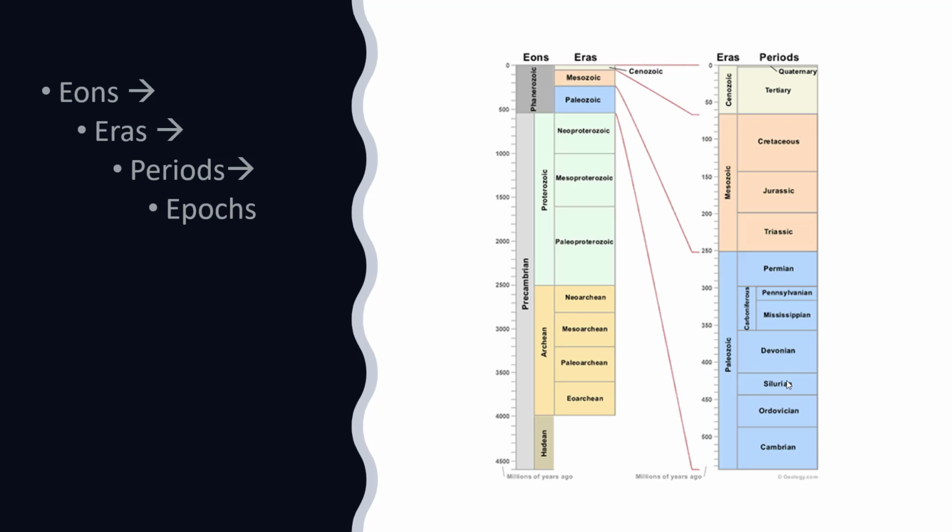And not shown on this geologic time scale, but on other geologic time scales you'll see epochs. Epochs are shorter periods of time, and again, they just represent smaller environmental or biological changes.